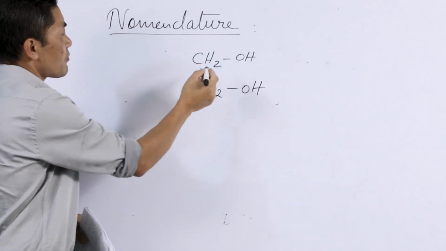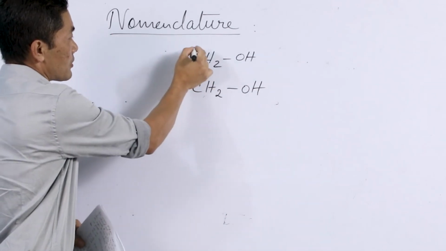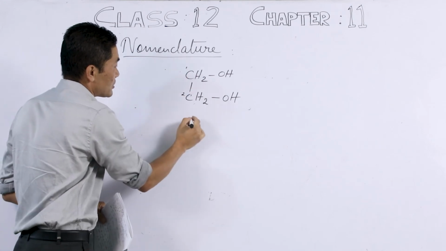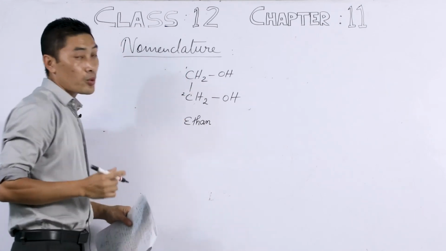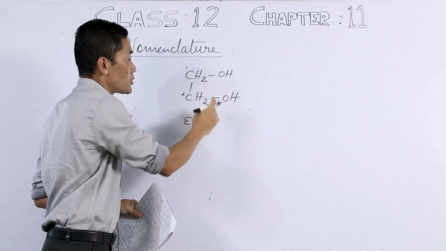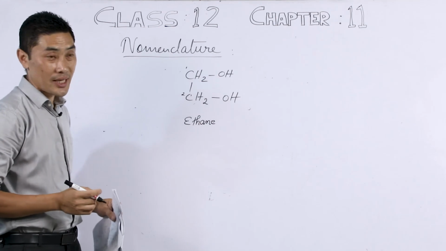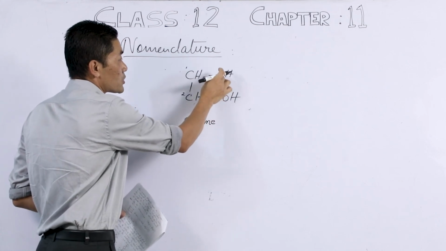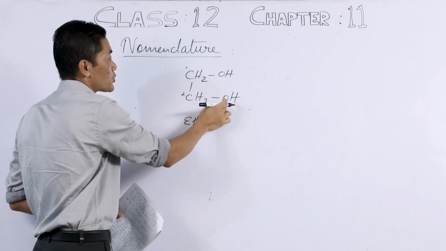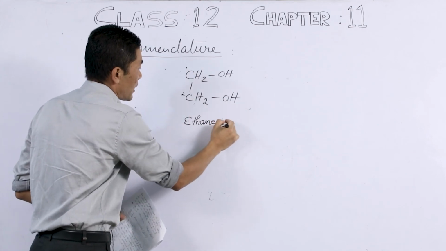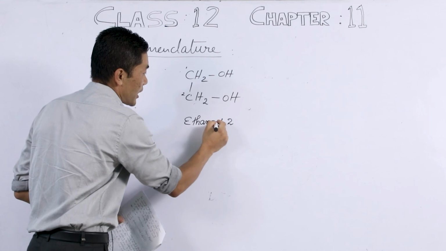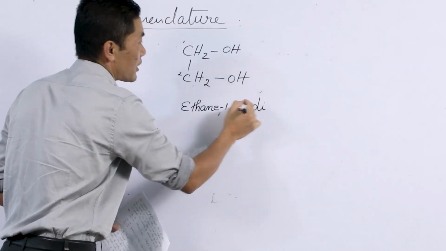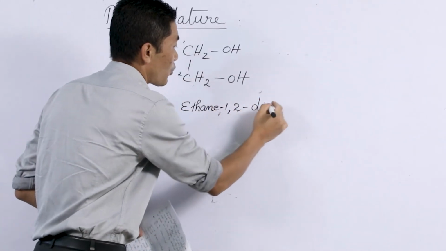Now here, there are 2 carbons in the chain. We can number from any side because both of them are similar. So 2 carbons means ethane. For polyhydric alcohols, those which have more than one OH group, the last letter E is retained. And then we add the suffix OL, but before that, we indicate the positions of the OH groups. So 2 OH groups, one at carbon 1 and the other at carbon 2. So this we can write as ethane 1, 2, and then since there are 2, we add this di to indicate there are 2 OH groups. So this will be ethane 1, 2 diol.